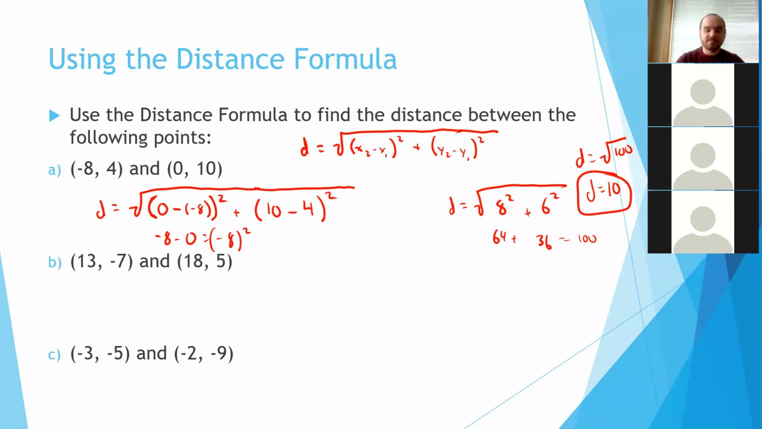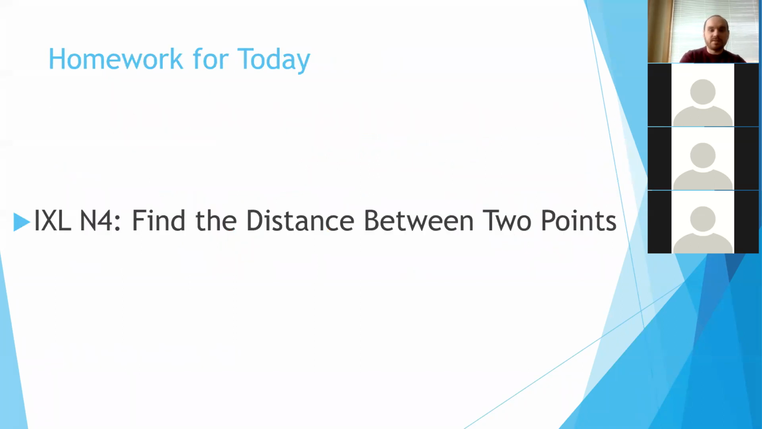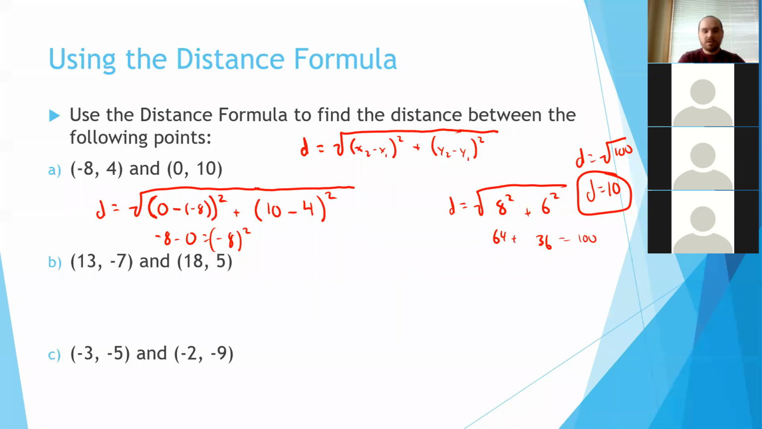Your homework assignment for today is pretty short. It's just a simple IXL, so I'll pull that up for just a second. It's going to be IXL N4, and you only need to go to 80. But it's a pretty short one. Some of them are graphed, some of them are not. So you'll use the distance formula a little bit. But go ahead and try these ones.